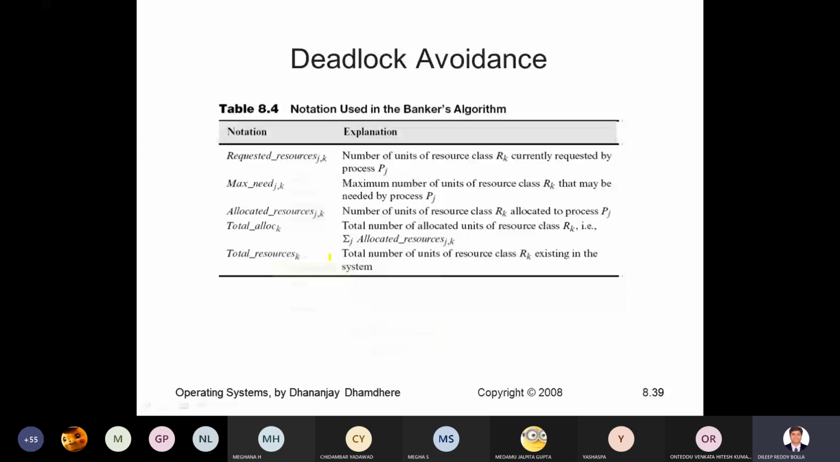Next, go through it. Maximum need is what we are trying to say. Requested: I can request 10, 20. But what is the maximum need? Try to understand these notations like a banking process. You have requested a loan of 1 crore. The banker will ask, is that 1 crore really required for you? How much is your need? This year I need 50 lakhs and next year I need 50 lakhs. Like that you're going to tell.